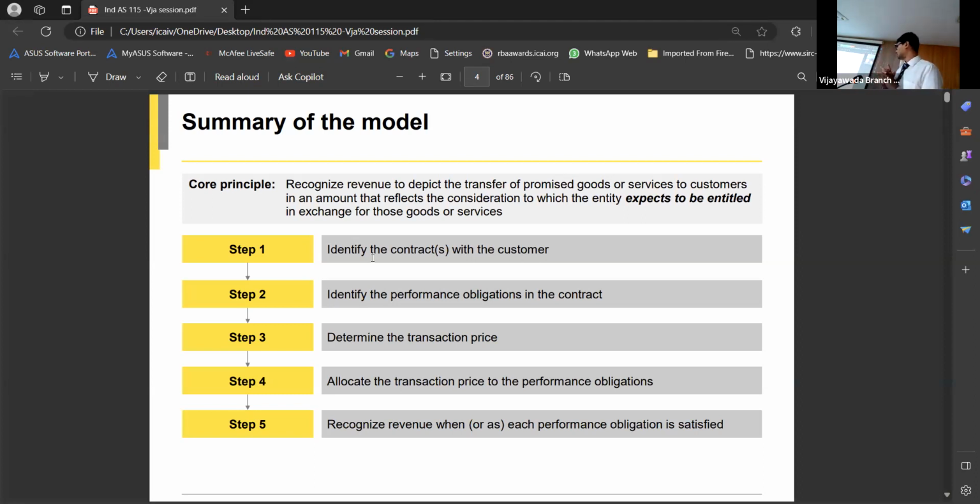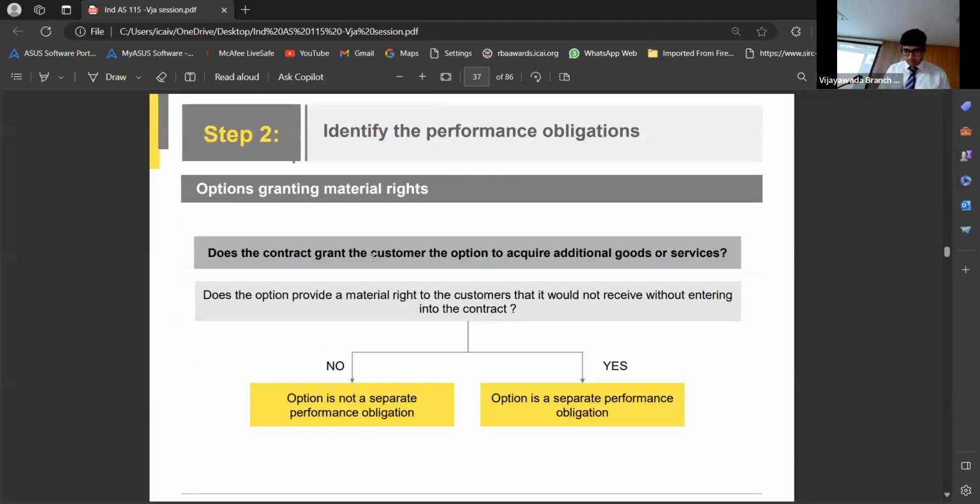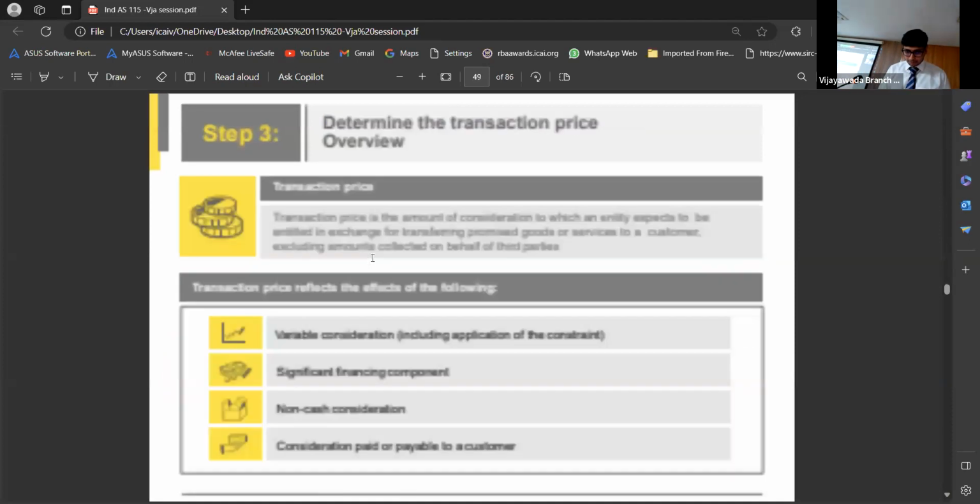The last concept is recognizing revenue as and when the performance obligation is satisfied. This goes with the control concept. Whenever you supply the good, once control is transferred, you will recognize revenue. The only concept we did not discuss, which is very important, is point in time versus over time. That we'll discuss and we'll end the session. That comes in step 5, the last step.